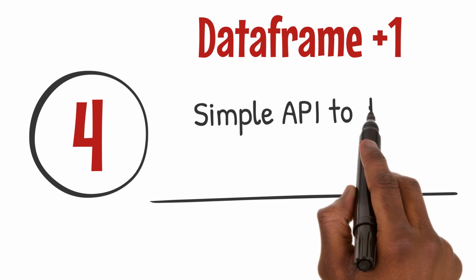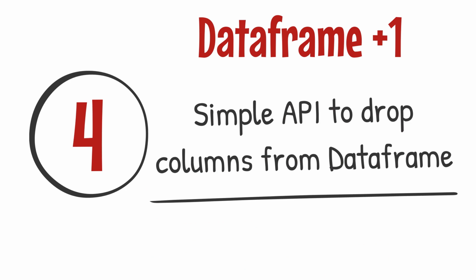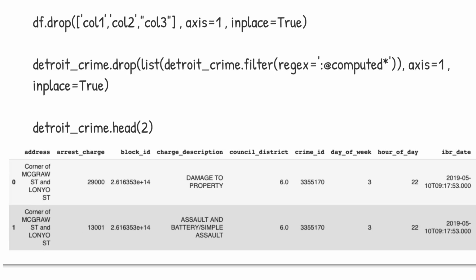Dataframes provide yet another simple API to drop columns in a Dataframe. While you can drop the columns by providing the column names as shown in the first statement, you can also drop columns by providing a filter with a regular expression for the column names. Do you see that all the computed columns have disappeared from the Dataframe now?